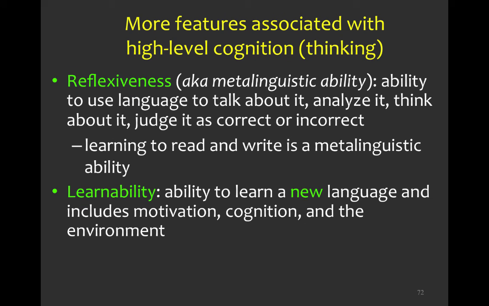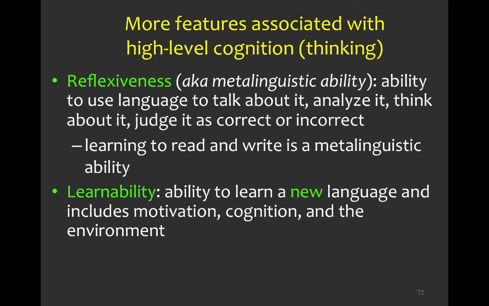The third characteristic that's associated with our higher level thinking is reflexivity. This is also known as metalinguistic ability. This is our ability to use language to talk about it, to analyze it, to judge a sentence as either good or bad. And just as an aside, learning to read and write is a metalinguistic ability.